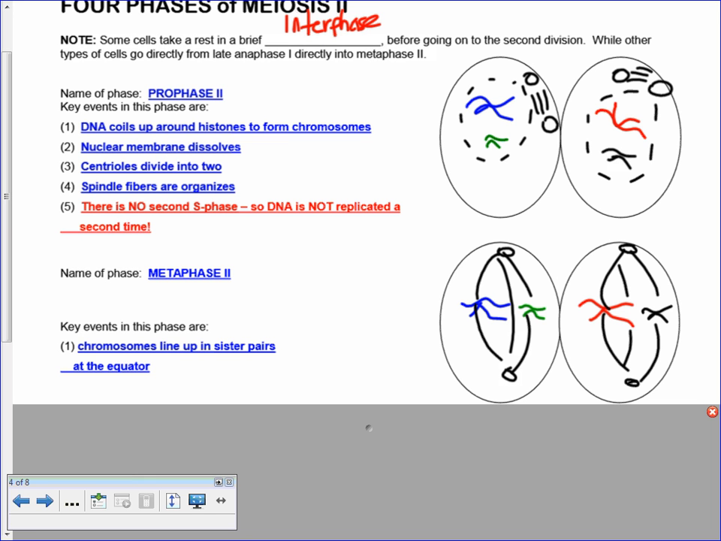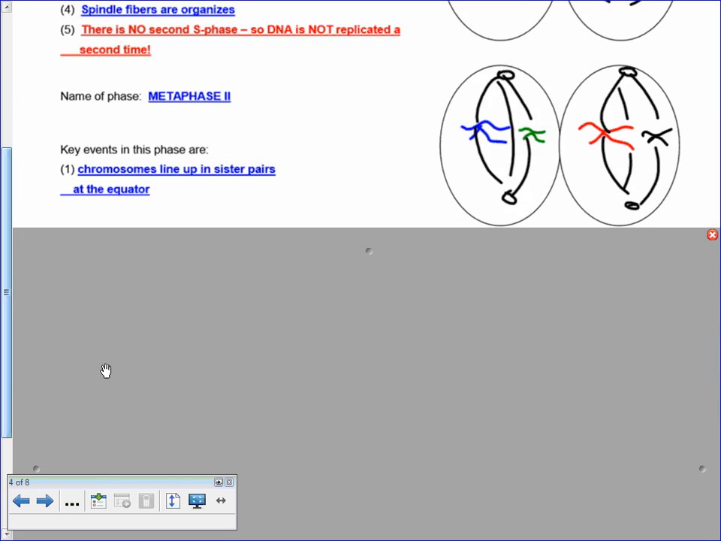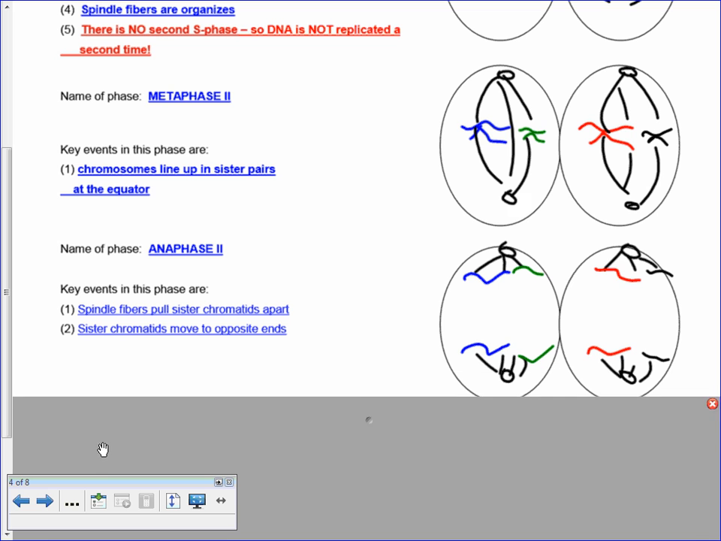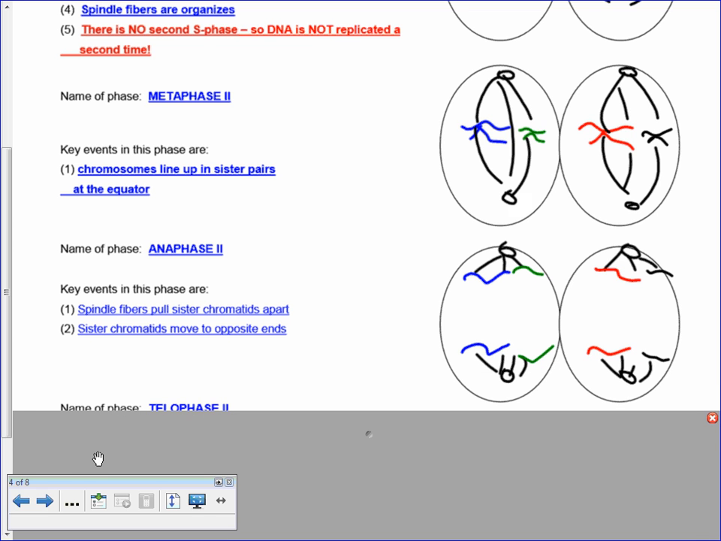Then in anaphase, it's the same idea. Spindle fibers are going to shorten, and we're going to pull the sisters apart. Right? Just like in mitosis, the centromere is going to be split. The 2 sisters are going to be separated.